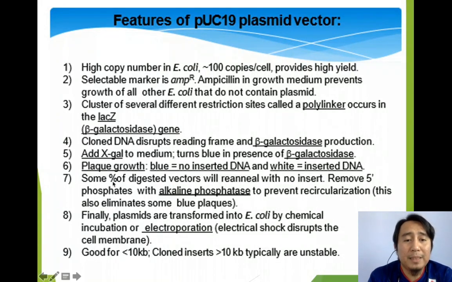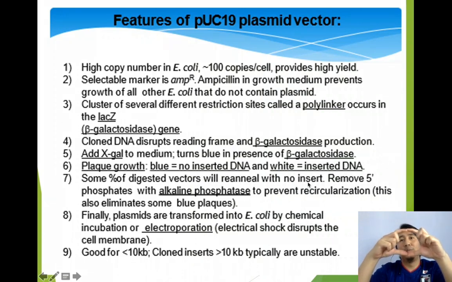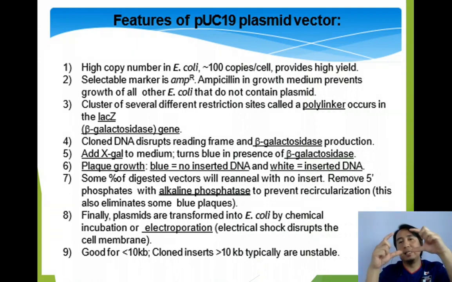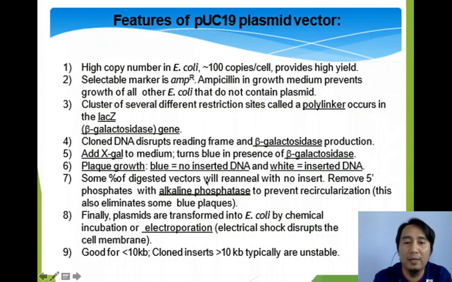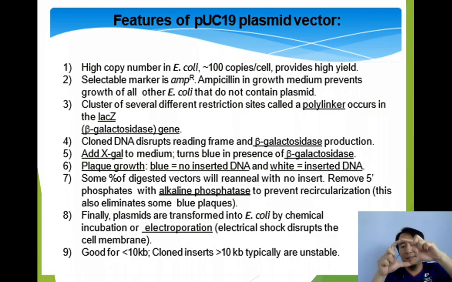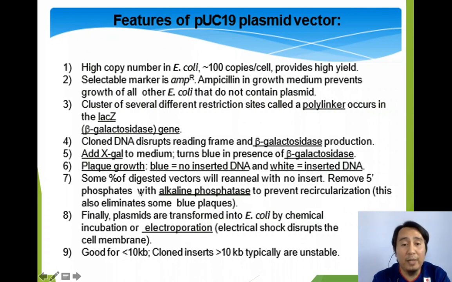Okay. Some percent of digested vector will re-anneal with no inserts. So maksud dia macam ni. Okay, ni vector you. So, bila you dah cut guna digestion enzyme kat multiple cloning site you, sometime open up ni boleh ligate sendiri. So, dia akan jadi circular balik. Okay? So, means that dia boleh self-ligate. So, you punya gene of interest tak boleh nak masuk. Okay, dia self-ligate. So, ni maksud vector will re-anneal with no insert. So, how to tackle this problem? Right? Macam mana kita nak ensure that vector yang kita cut tu tak re-anneal balik. So, by removing 5' phosphate with alkaline phosphatase to prevent recircularization, this also will eliminate some of the blue plaque.